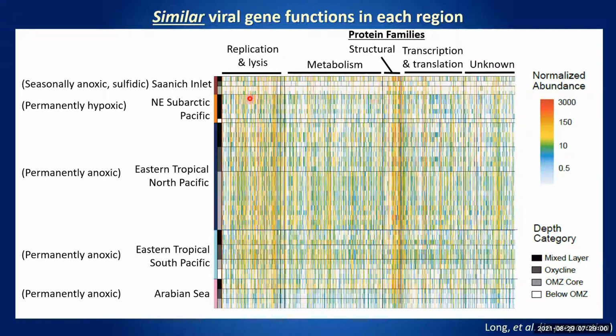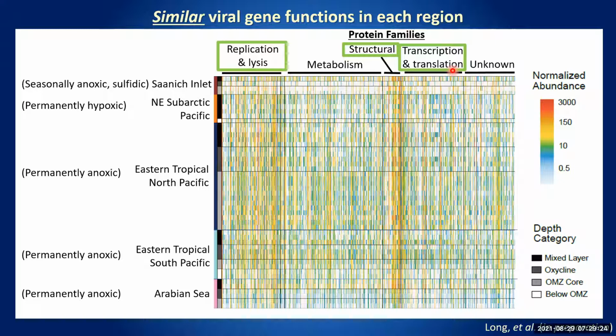And we're seeing similar gene functions in every single region. There's no clustering like in the previous heat map. For some of this, it's pretty easy to explain. Things like replication and lysis, or structural genes, or transcription and translation. Those are things that every single virus needs to replicate.